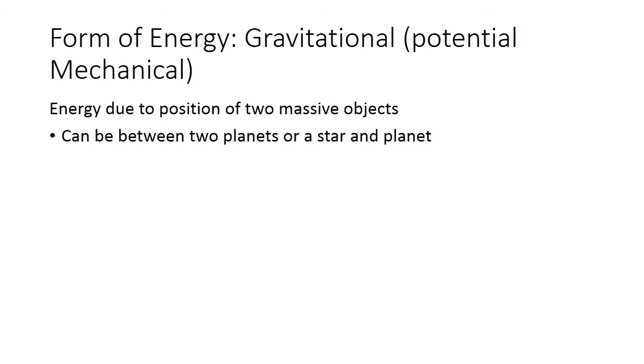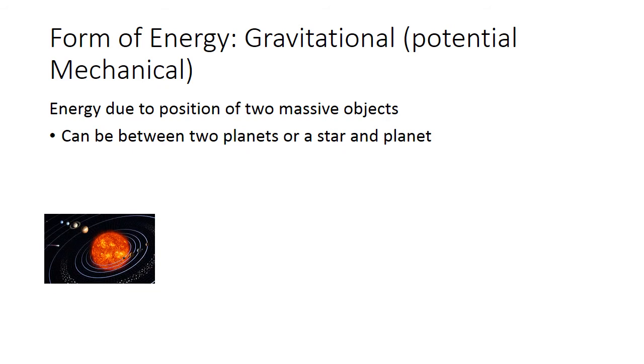Gravitational energy is our last form of mechanical energy. It's a potential form of energy also. It's due to the position of massive objects. Remember that gravitational energy is energy between massive objects because of their mass and how it affects the space around it. Okay. Now, it can be because of two planets or the star and planet. You've seen, obviously, the Earth goes around the sun because there's gravitational force between them.